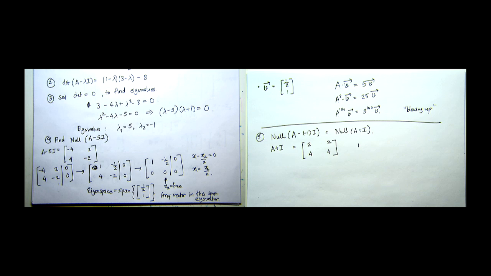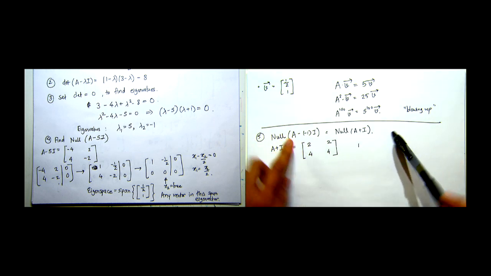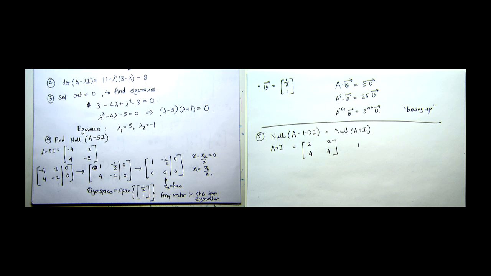How many people feel like they're still a little bit uncertain on how to proceed after writing out A plus I? How many people feel like they can follow through on this? Okay. A lot of people in the middle. That's fine. So let's do it together, right?